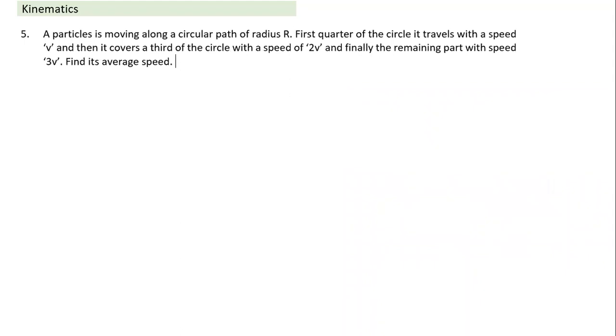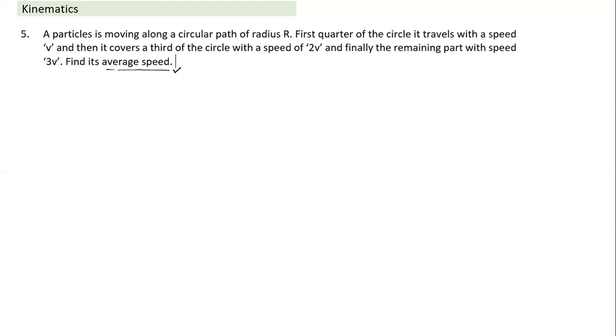One more question. This is very simple. A particle is moving along a circular path of radius r. In the first quarter of the circle it travels with speed v, it covers the third of a circle with speed 2v, and finally the remaining part at speed 3v. It is moving in a circular path. The question is about speed. So when we talk about speed, actually distance alone is important, direction is not important.